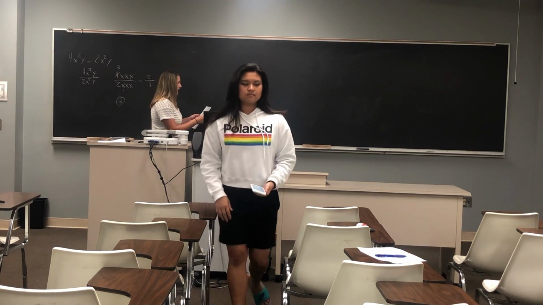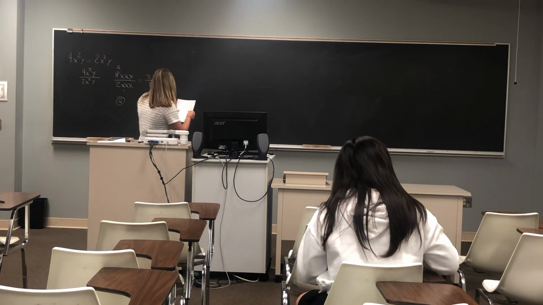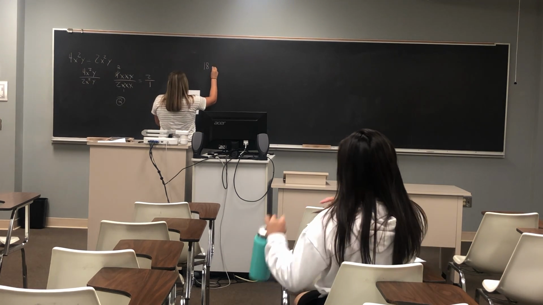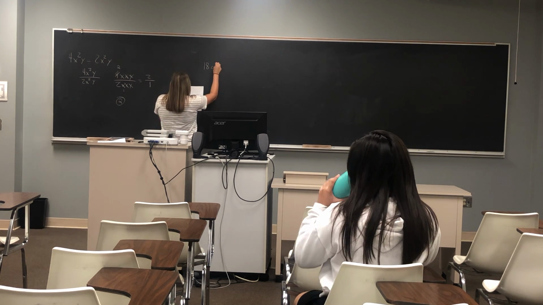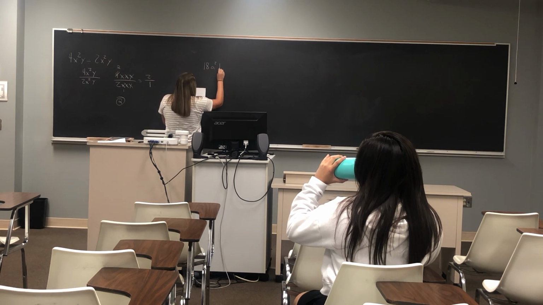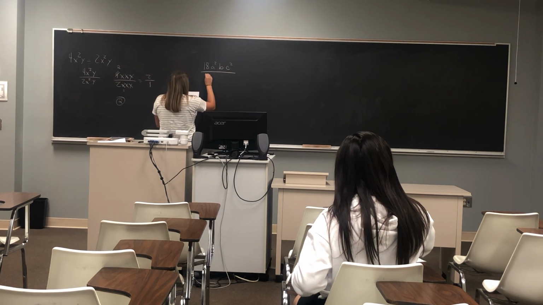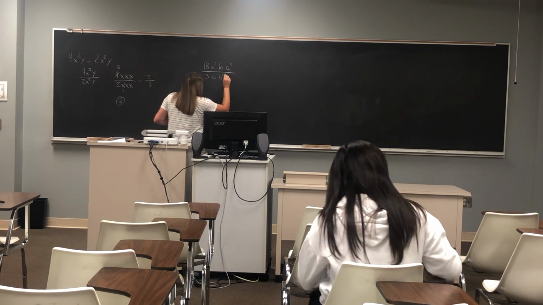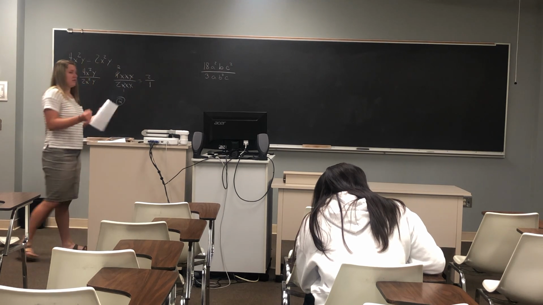We have another one that has more than one literal coefficient. Let's look at 18. Now we're really going to step up our game. Go ahead and write this one down on your paper. We have 18a squared b c squared over 3a b squared c. Wow. We have a lot going on up there.